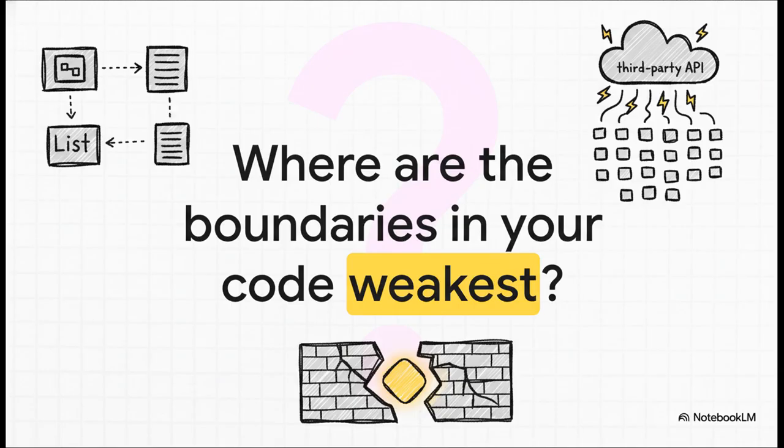So I'm going to leave you with this question to chew on for your own projects. Where are your boundaries weakest? Where are you passing a raw map around? Where are you calling some external API from a dozen different places? Find those spots, because those are your weakest points, but they're also your best opportunities to start building a cleaner, stronger, more resilient system.